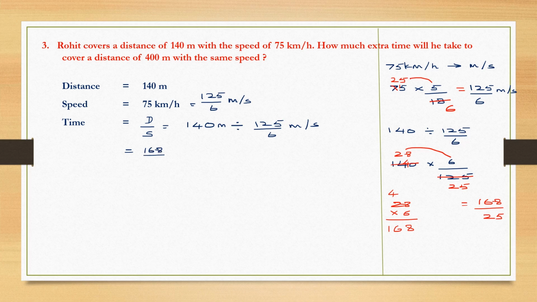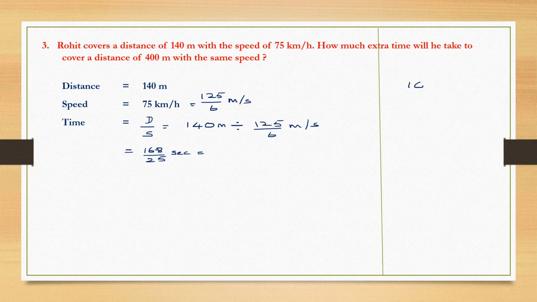This is the time, but we are going to convert it now because it's an improper fraction. So this is 168 by 25 seconds. So let's convert it to a decimal number. 168 divided by 25. Now 25 into 6 is 150, minus, 18. Now let's continue our division by putting a point here. Carry that point up, put a 0, bring that 0 down. Let's get a number close to 180. Let's try 25 into 7. 7 fives are 35, carry 3, 7 twos are 14, 15, 16, 17. So we can use this.